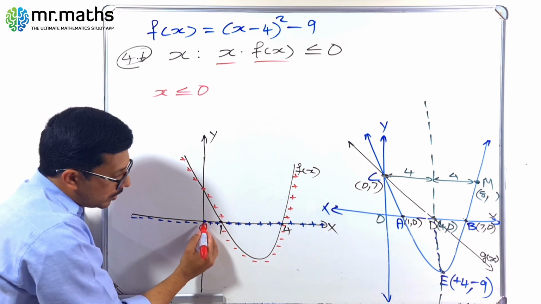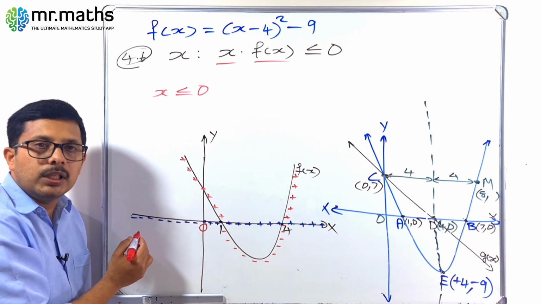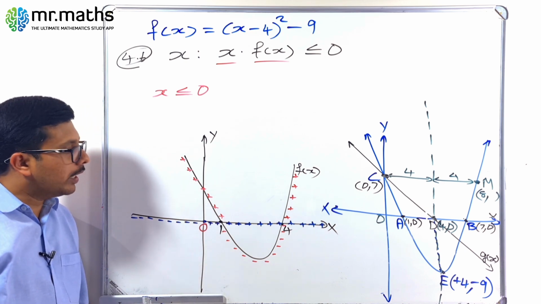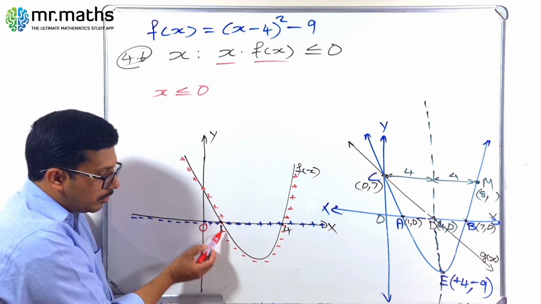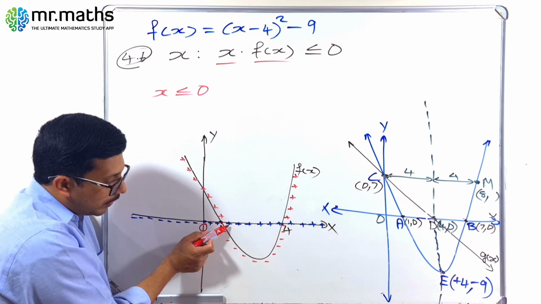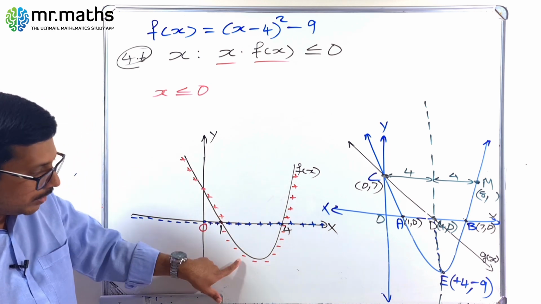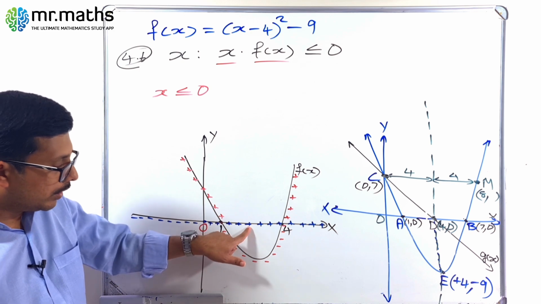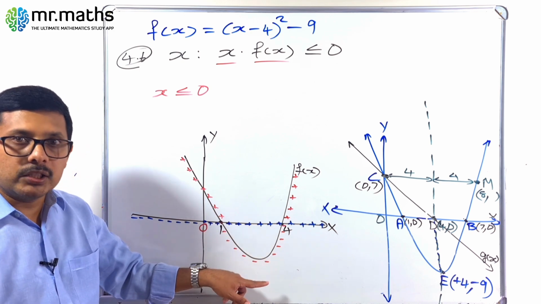But after 0, what is happening? Positive, positive, positive. That means positive times positive is positive. We don't want that one. Then what else? Look at this one. This is 1, x value is 1 here. Here x value is 4. After 1, what is the x value? Positive. What is the sign of f of x here? Negative. X positive, f of x negative. Positive times negative is negative. That is what we want.